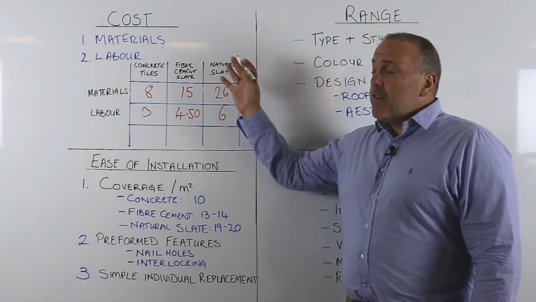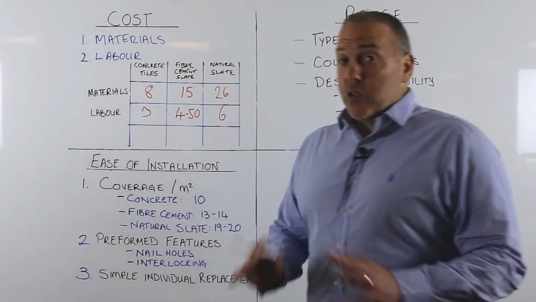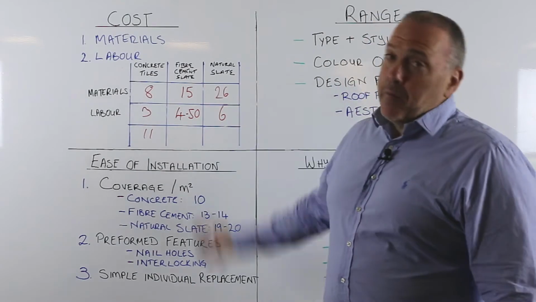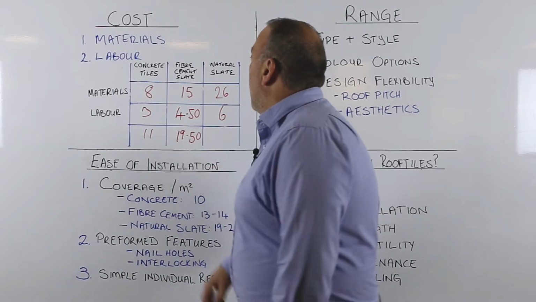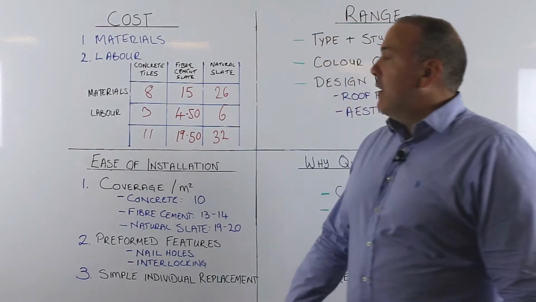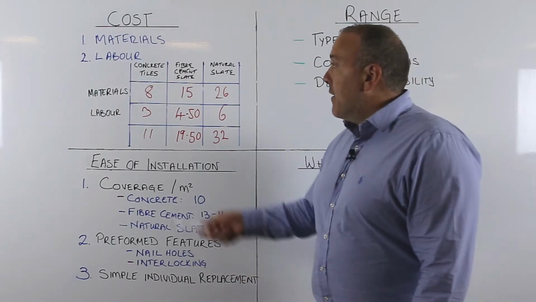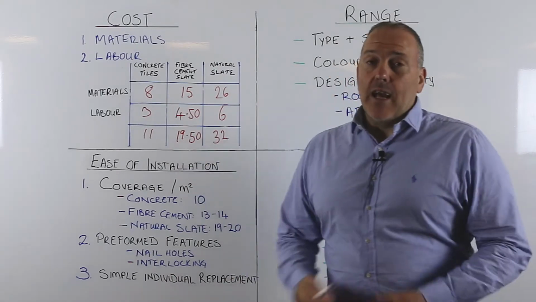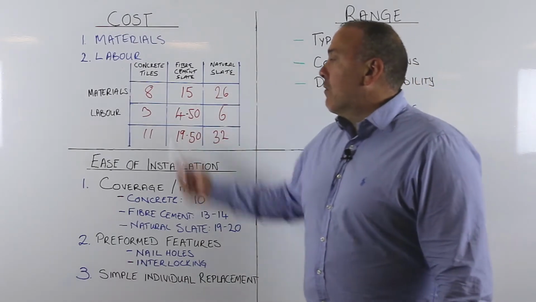So, for materials, i.e. battens and the roofing unit, and labour, we get a total cost per square metre for concrete roof tiles of £11. For fibre cement slate, £19.50, and for natural slate, £32. Looking at those three figures, you can easily see that a fibre cement slate roof per square metre will cost you approximately twice that for concrete tiles. Natural slate roof will cost you approximately 3 times that for concrete roofing tiles.